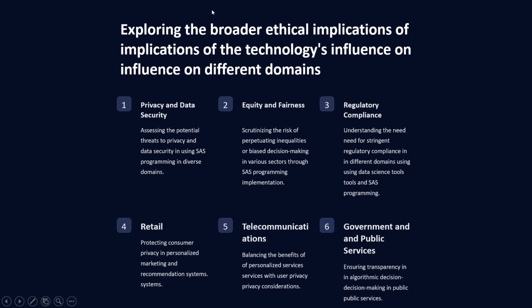Next, we have equity and fairness. It involves scrutinizing the risk of perpetuating inequalities or biased decision making in various sectors through SAS programming implementation. The challenge faced by retailers using SAS for analytics is that they must address potential biases in customer profiling and pricing strategies. The impact is that unfair practices can lead to customer dissatisfaction, negative publicity, and even legal actions, affecting the reputation of retail business.